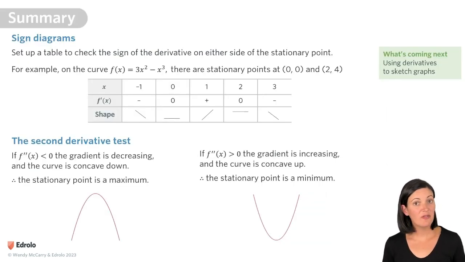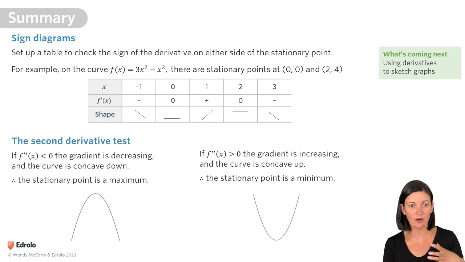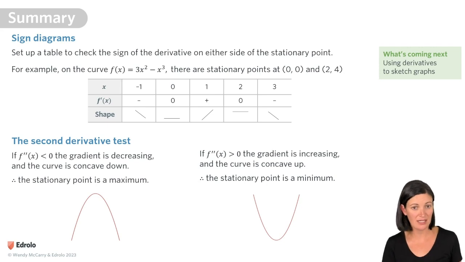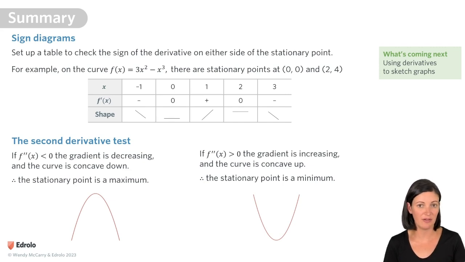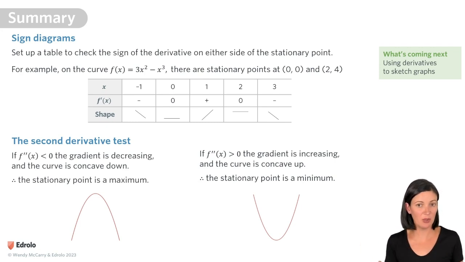So in summary, we've got two different ways that we can use to find the nature of our stationary points. We can either use our sign diagram or our gradient table, or we can use the second derivative test. But just remember, the second derivative test only works if we're finding maximums and minimums. If you find that your second derivative ends up being equal to 0, you are going to have to fall back on the sign diagram. Okay, so we're going to put this all together in our next lesson, and we're going to use derivatives to help us sketch graphs.